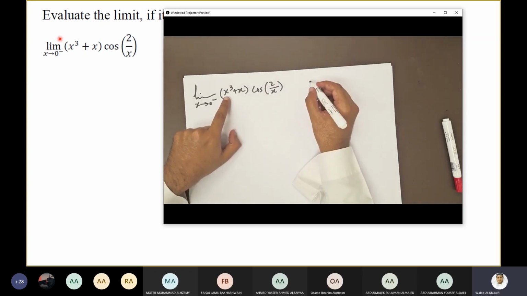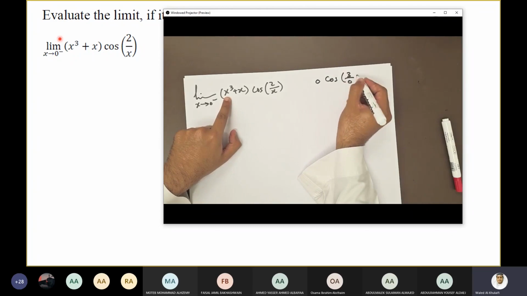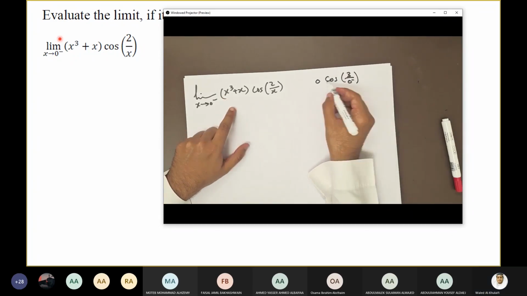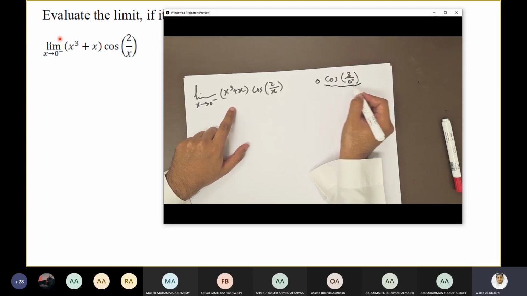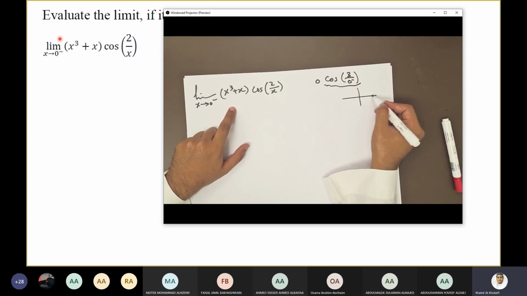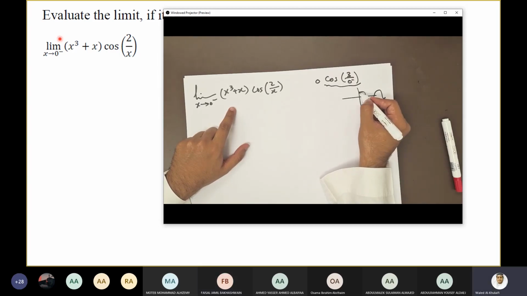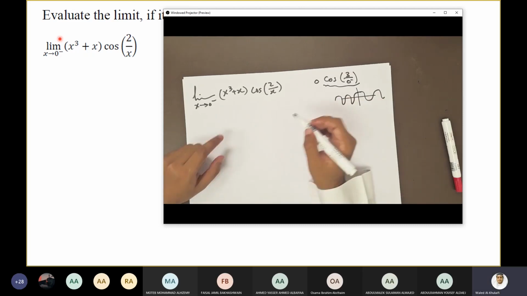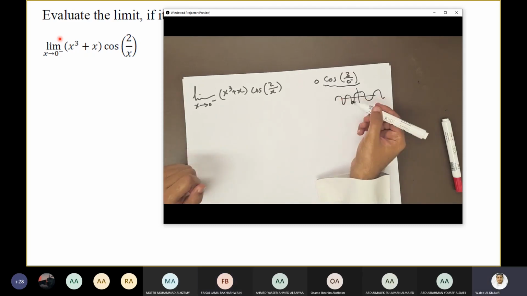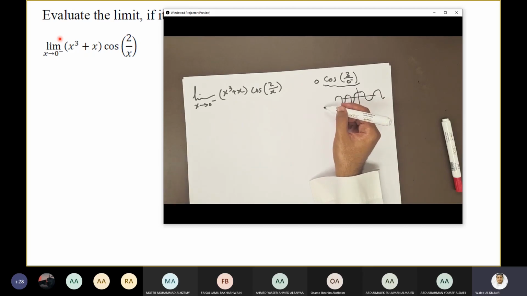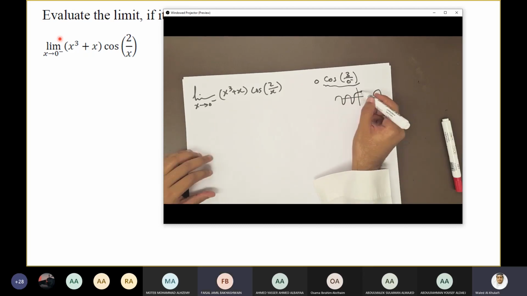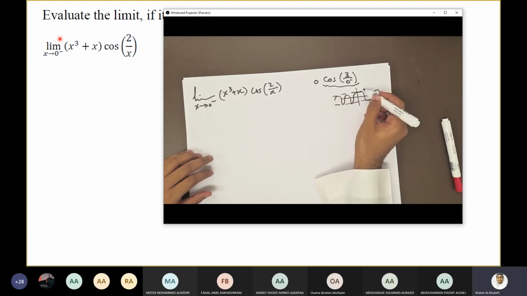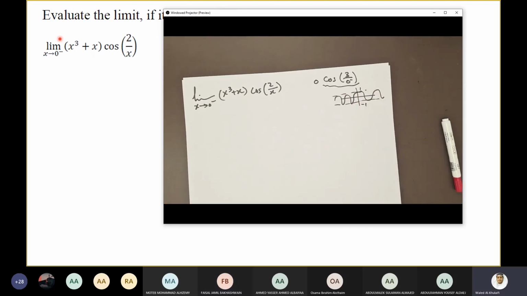So when I substitute 0, it will be 0 plus 0 means 0, times cosine of 2 over 0, and 0 from the left. But cosine, you know the graph of the cosine, it goes like this and oscillates. When it goes to negative infinity or plus infinity, it never settles or approaches a particular number. It's oscillating between 1 and -1. Whenever it oscillates, it's bounded between 1 and -1.